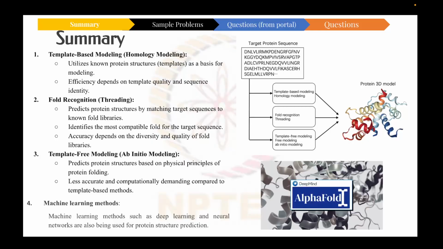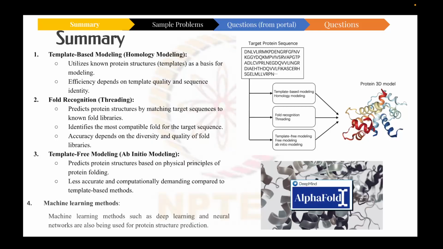Threading is a hybrid method that combines both homology modeling and ab initio methods. The method uses a threading algorithm to search a library of protein structures for the best match to the target protein sequence. The algorithm then generates a model by aligning the template structure to the target sequence and refining it using an ab initio approach. Threading can generate accurate models when a suitable template structure is available in the library.